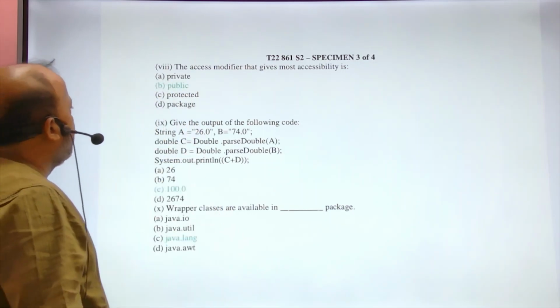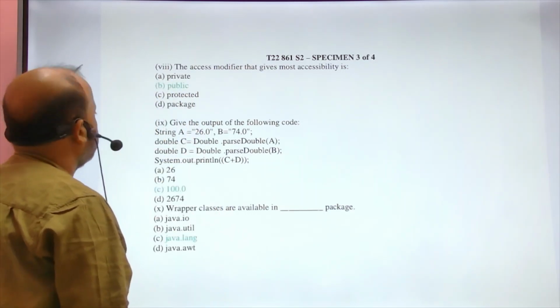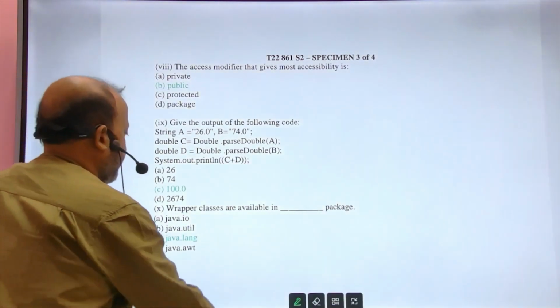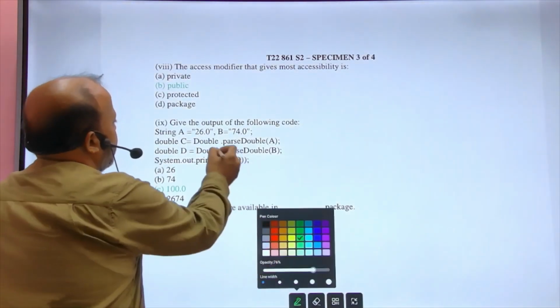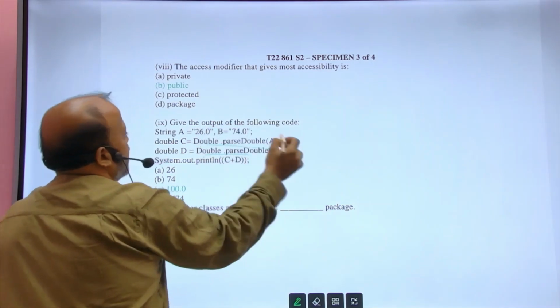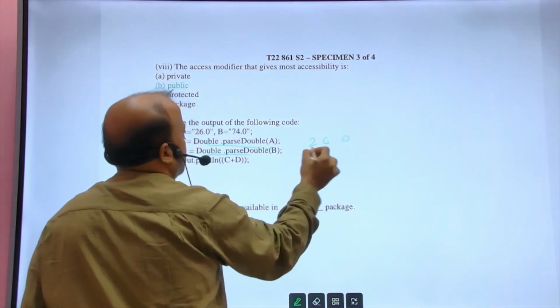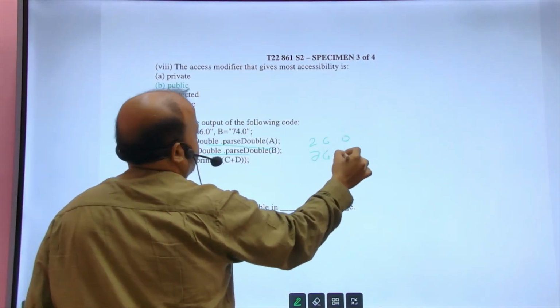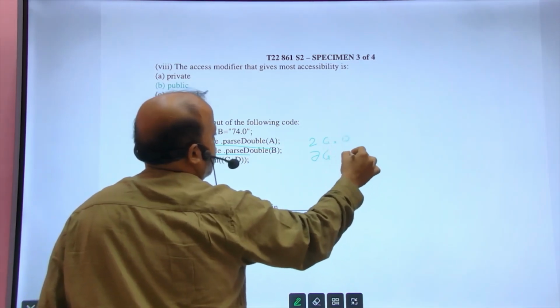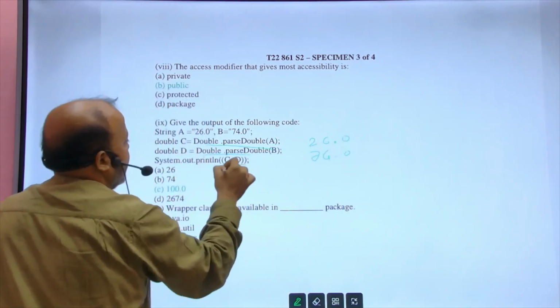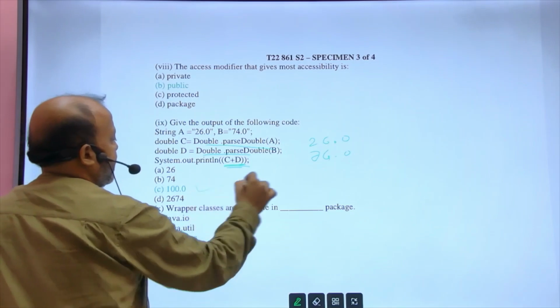Give the output of the following code. String A is 26.0 and B is 74.0. So Double.parseDouble will do what? It will convert into the number 26.0. This is 74.0. Now finally they are added. If you add them, you will get 100.0.